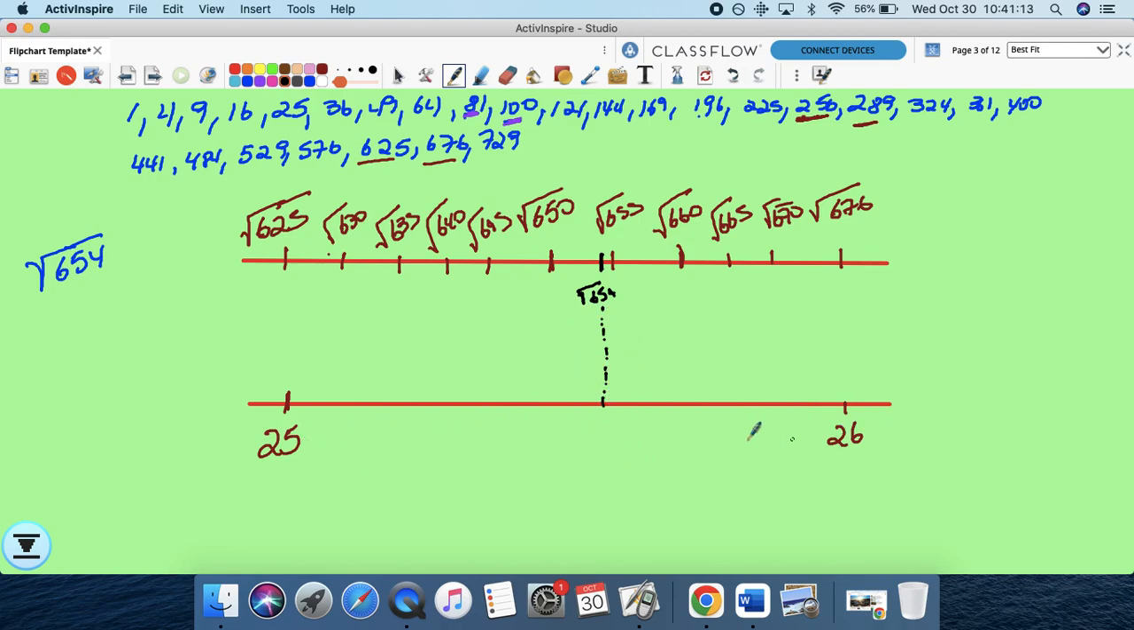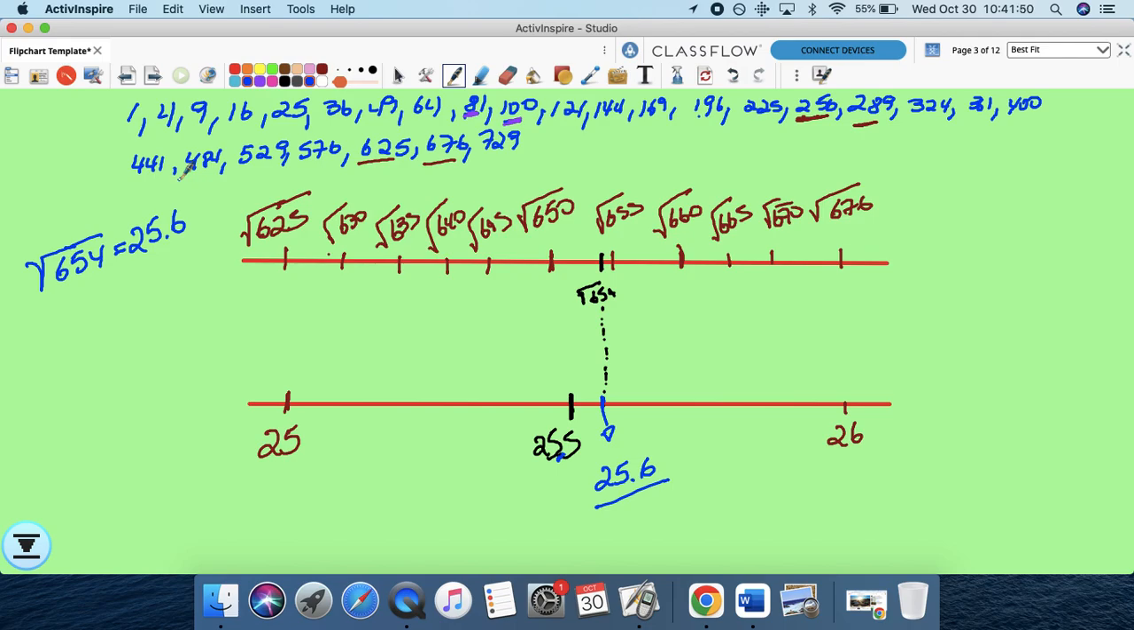Well, it's a number between 25 and 26. The halfway mark is about here, so I'd say that's 25.5. If that's 25.5, this spot right here looks like 25.6, somewhere around there. So, if I were to approximate that, I'd say that the square root of 654 is about 25.6.